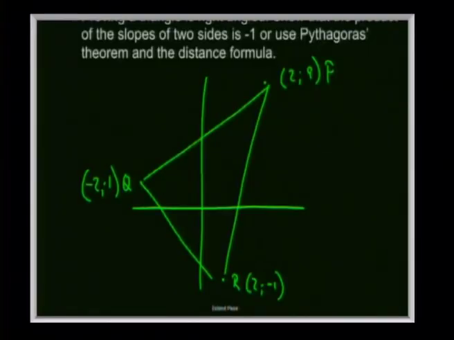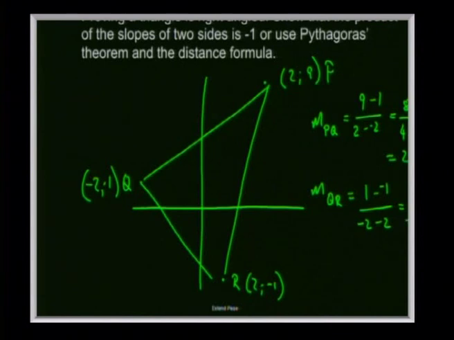I'm going to start off by working out the slope of PQ. Well, that's 9 minus 1 over 2 minus 2, which is 8 over 4, which is 2. So the slope of PQ is 2. I then am going to work out the slope of QR. Well, 1 minus -1 over -2 minus 2 gives me 2 over -4, which is -1/2.